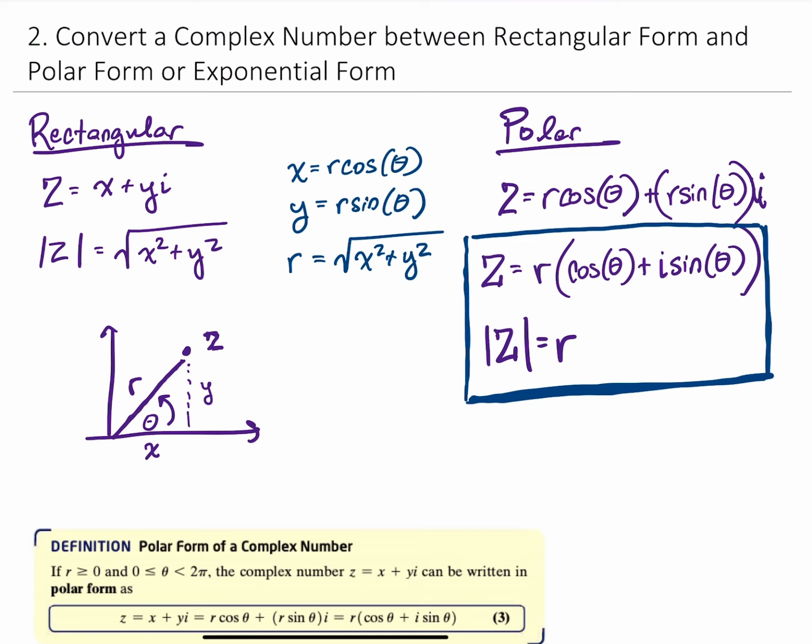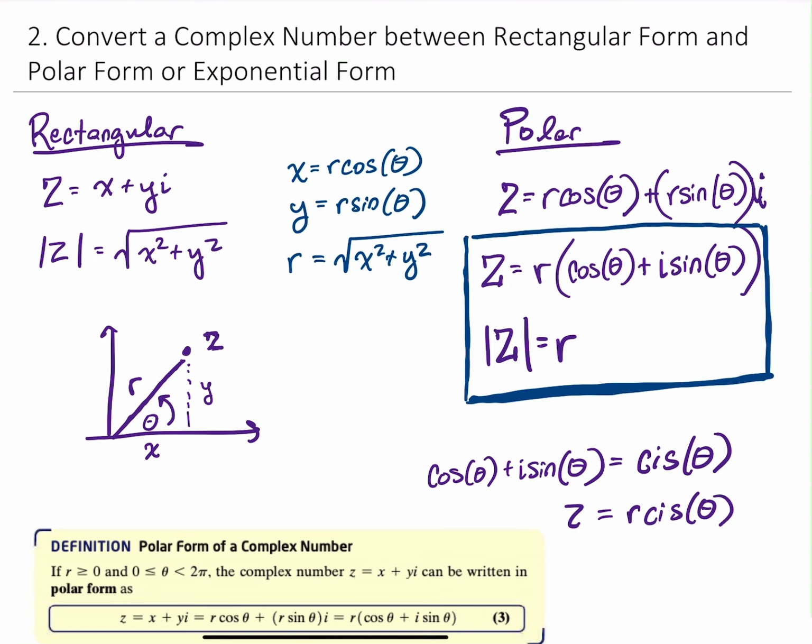In a lot of texts, this cosine plus i sine will be abbreviated. I think people get tired of writing all of that out, so it's often abbreviated as cis theta, CIS theta. That's cosine plus i sine, CIS. So we could abbreviate this as z equals r cis theta. I think that's mentioned kind of offhand in our text, and they usually work with the more expanded version.